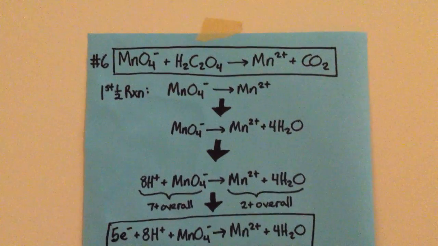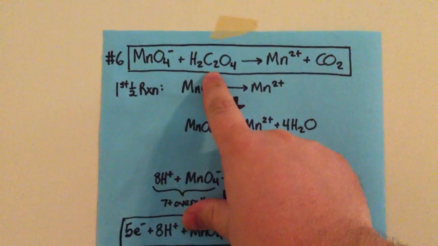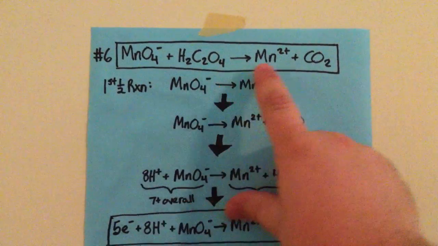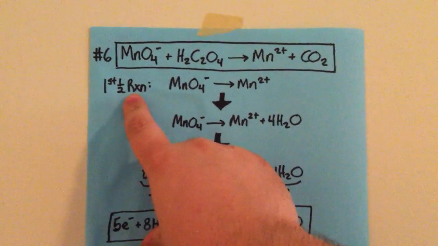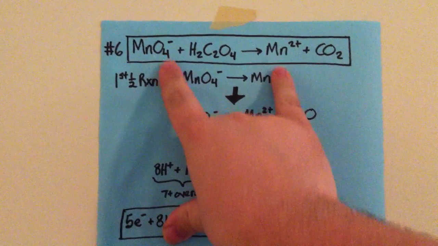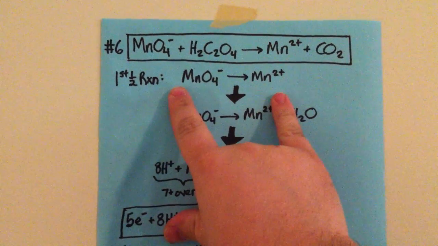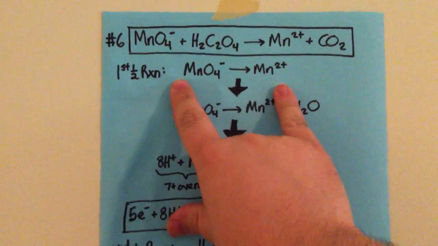Hey guys, this is problem number 6 from our lecture problem set. We've got permanganate reacting with H2C2O4, producing manganese 2 plus and CO2. First half reaction, we're going to take the permanganate and the manganese 2 plus. So, manganese is balanced. The first step is to balance all non-O and non-H atoms.